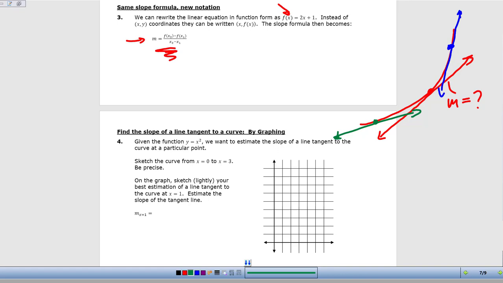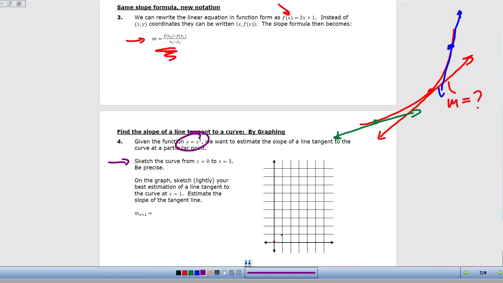So the function we're going to work with to start off with is y equals x squared. So just the graph of a very ordinary parabola. So the first thing that we're going to do is sketch that curve from x equals 0 to x equals 3. So if I plug in 0, I'm at the origin. If I plug in 1 for x, I have an output of 1.